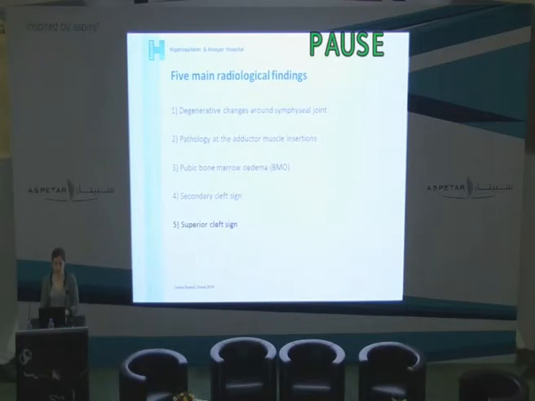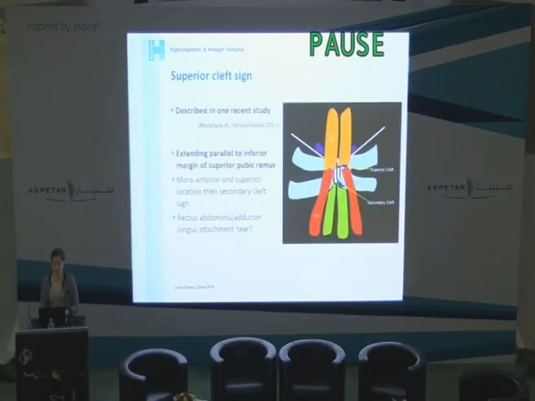The fifth radiological finding that I will briefly describe here is the latest that's been published in 2013, and it's a line with the signal intensity of fluid that extends inferiorly and parallel to the inferior margins of the superior pubic ramus. And as opposed to the secondary cleft sign, it's located much more anteriorly and superiorly. And the authors of this study suggest that it may represent a lesion at the site of the rectus abdominis adductor longus attachment site. But it's not been proven, really.